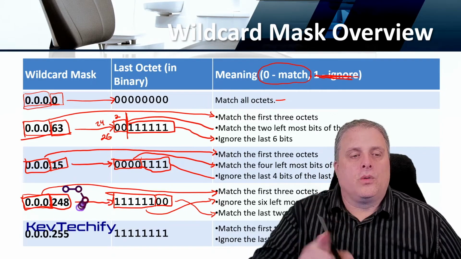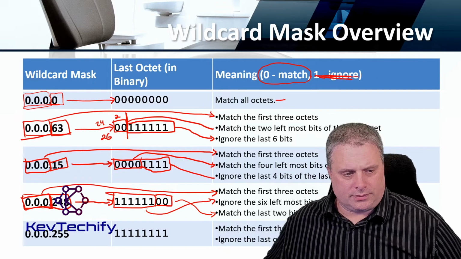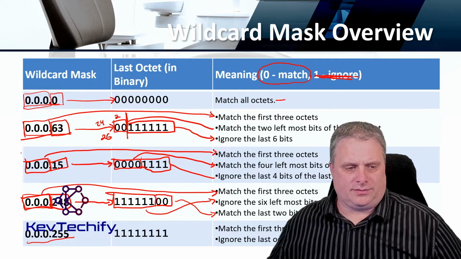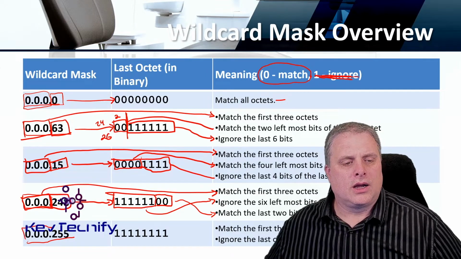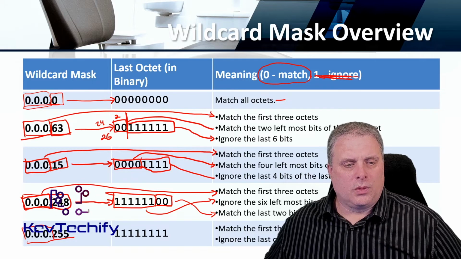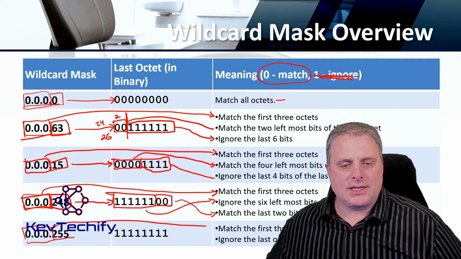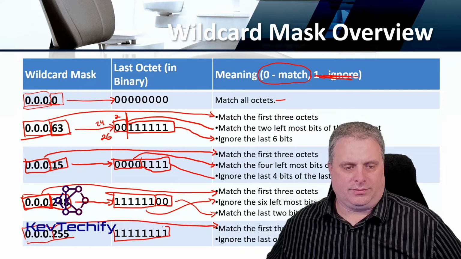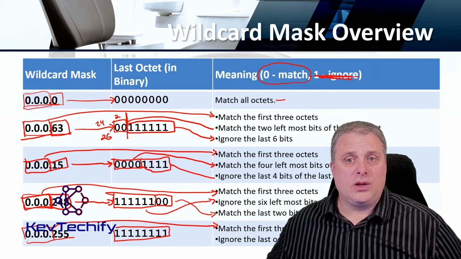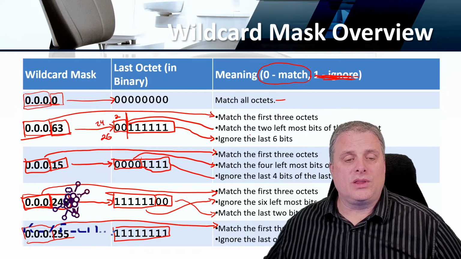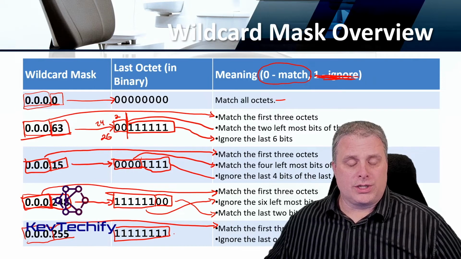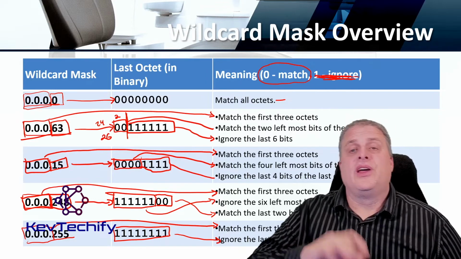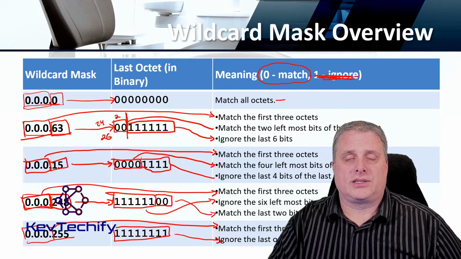And then finally, our one last case down here is we have 0.0.0.255. First 3 octets are zeros. We want to match the first 3 octets, but then a 255 here gives us 8 ones. These 8 ones, once again, we are ignoring our ones. We don't care what the value is in this last octet. We're just going to ignore any of the values in there. So we're going to match the first 3 octets and ignore our last octet.